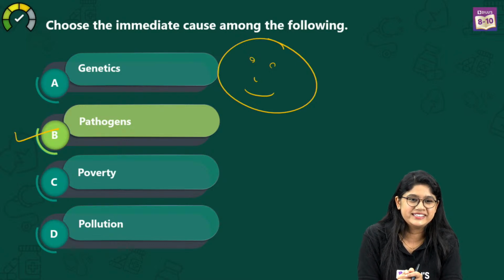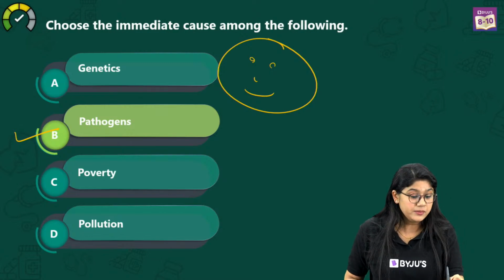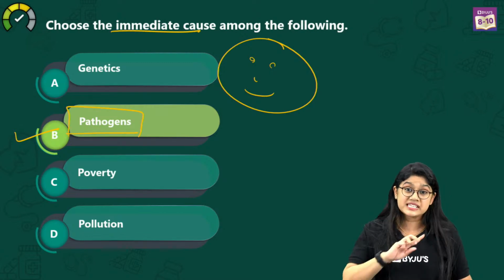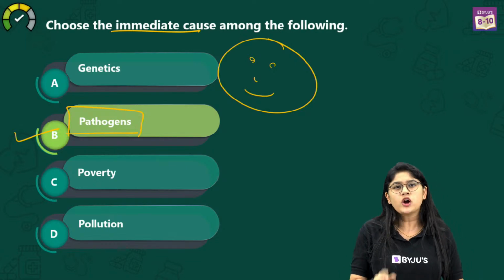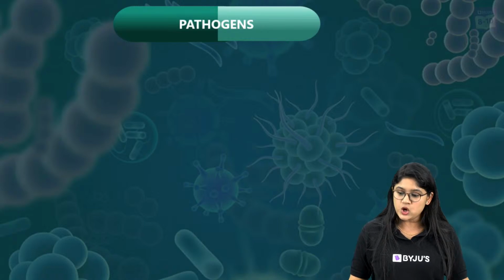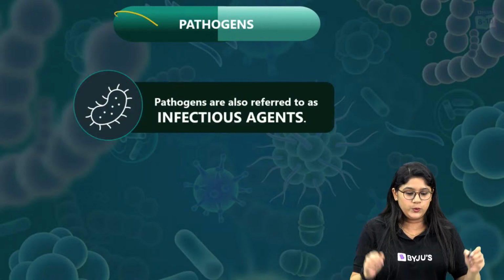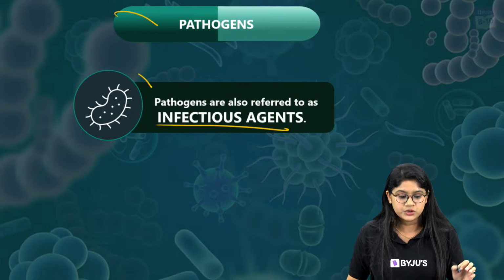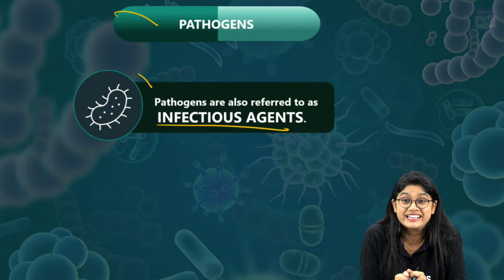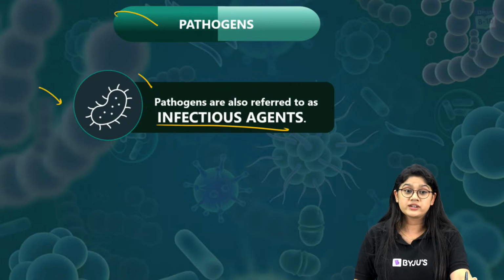Sanya, easy, yes. Okay. So now that we are clear that the immediate cause among these is the pathogen, and we know that pathogens are disease causing microbes, let's talk about them more because we have to focus on the immediate cause, right? So here we'll be talking about the pathogens. And what do we know about them? Of course, we know that they are also referred to as infectious agents, right? They are the ones which will be causing the infection. So easy, right? Infectious agent.